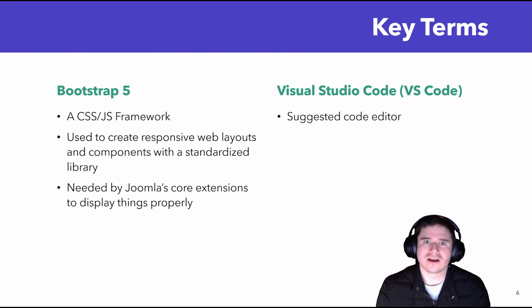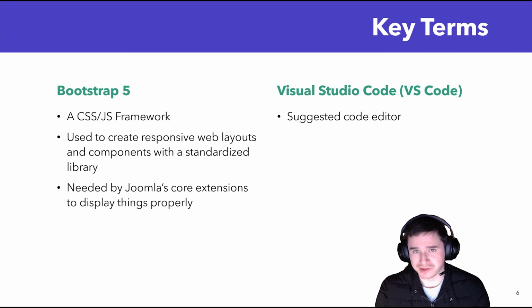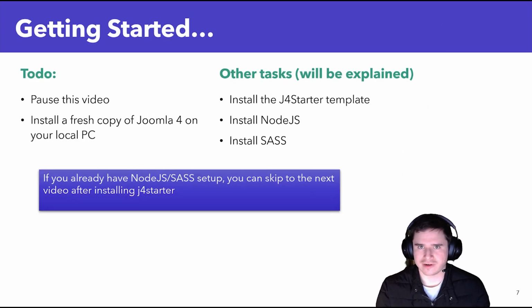So we need that. Otherwise, Joomla's core extensions won't be styled or work properly. Things like the page menus and the layouts will look very strange and off. You'd have to create a bunch of overrides and custom CSS. It would be a ton of work if you don't want to use Bootstrap 5. It is technically optional, but for this series, we will be using it. And of course, you'll need some type of code editor, and I recommend VS Code, or Visual Studio Code. That is a free code app from Microsoft that is pretty commonly used by everyone at this point.